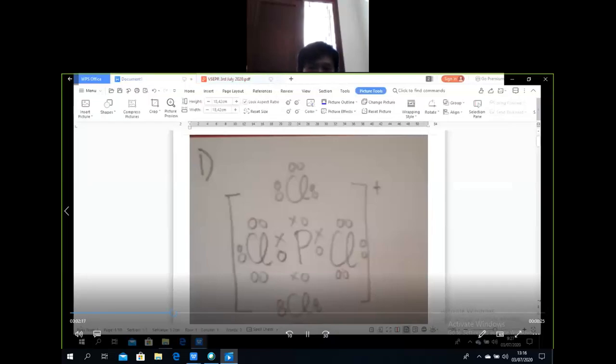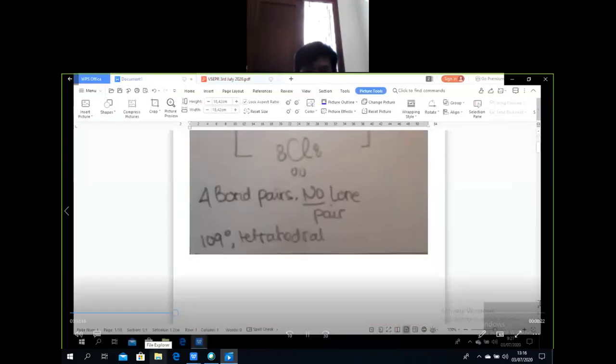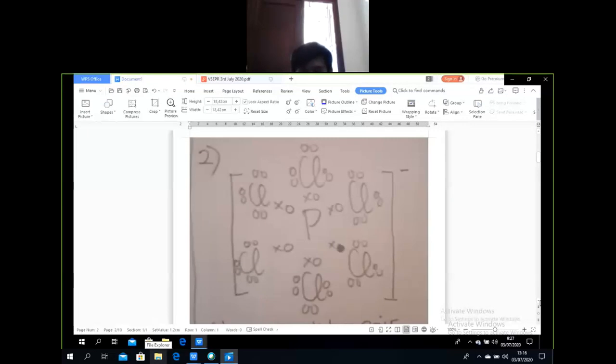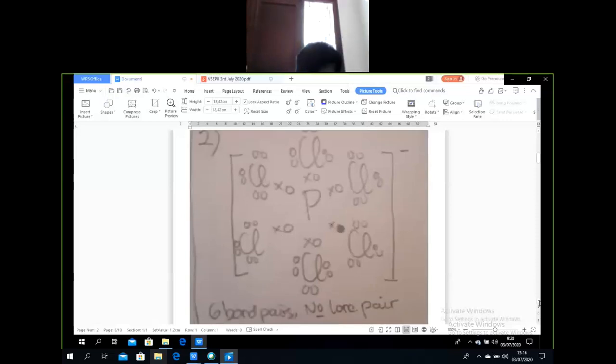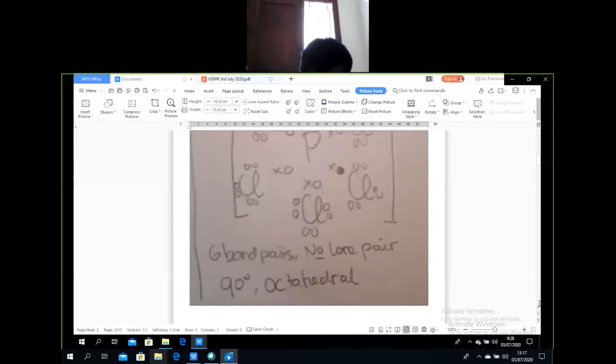Okay, so let's see number 2. Here, there are 6 chlorine, and in each chlorine there are 7 electrons. This is the electron which is gained from outside, which makes it a negative ion. Let's see here: 1 pair, 2, 3, 4, 5, 6. So there are 6 bond pairs and no lone pairs. So the angle is 90 degrees, and the shape is octahedral.